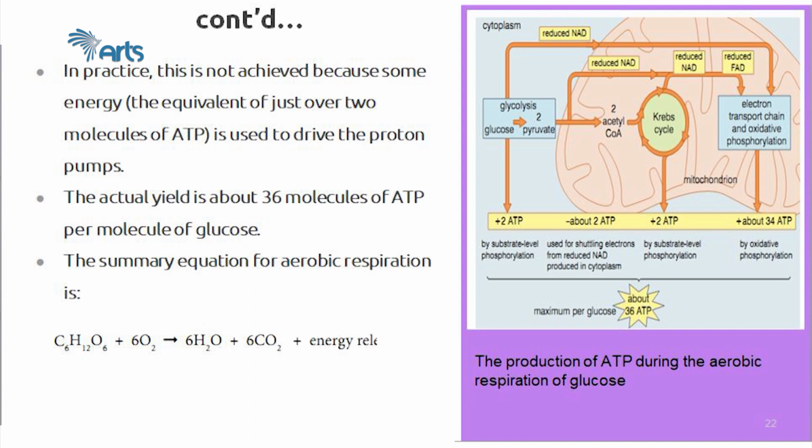So this is the overall production of ATP during aerobic respiration, as represented in this diagram, from glycolysis up to the electron transport chain. The slide is very simple to understand, and when you see these slides, you can easily get the points. Now let's proceed to a term called respirometers.